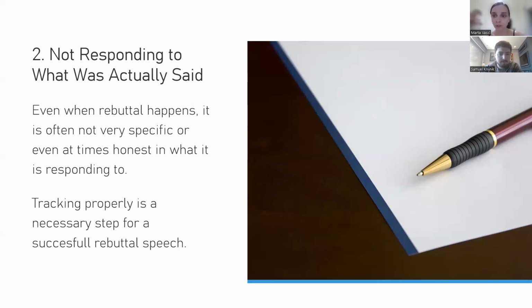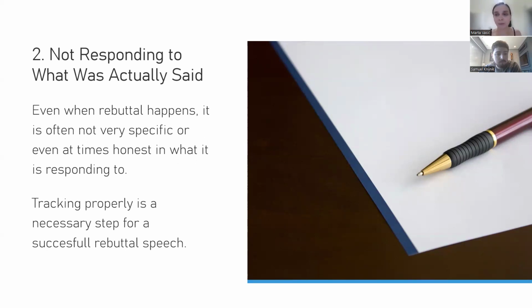What people very often do is respond to the tagline of the argument. They hear a statement, and then they respond to that statement, but they don't respond to the specificity of how the argument was proven. So they don't respond to the mechanisms or the impacts or the comparative. They just respond to what they think the idea of the argument is.